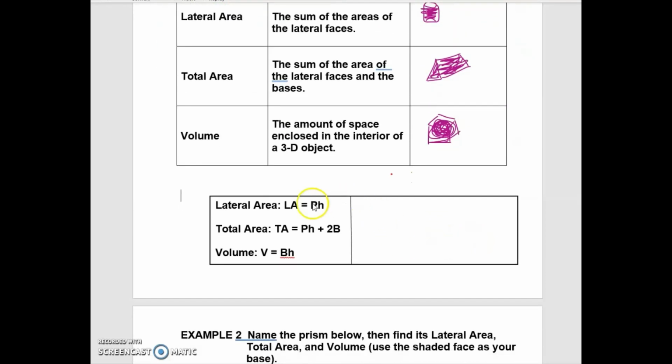Okay. So to find the lateral area, we're going to denote that as LA. Easy, right? LA. It is perimeter times height. Okay. So it's not just the perimeter of anything. Perimeter. Oops. Meant to put P equals. It's the perimeter of the base. So you need to find what your base is and then find the perimeter of that. This little h is our height of the prism.